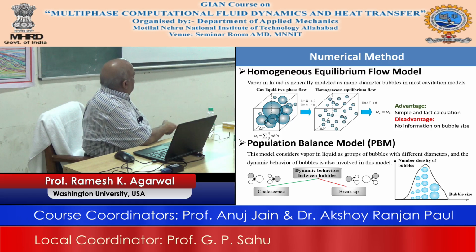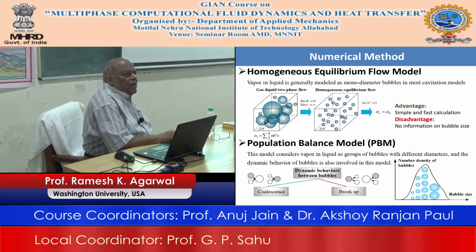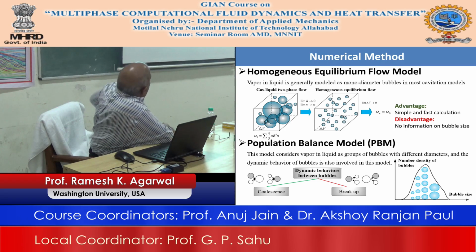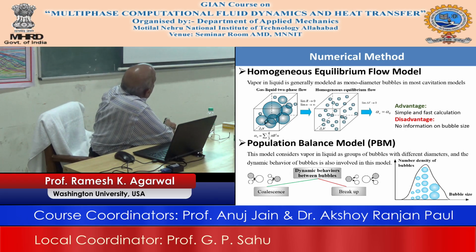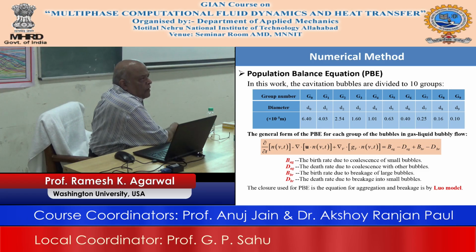So now what we do is use the population balance method, which basically defines all this, and that is based on statistical theory. We will not go there. In this case we will divide all the bubbles into 10 groups. As I said, group number 1, group number 2, and so on. Group number 1 will have a diameter, which is very big, 6.4 times 10 to the power minus 5, and it will keep going to 10. Otherwise the problem is not manageable. If you have 1 million bubbles of all different sizes, you cannot do that.